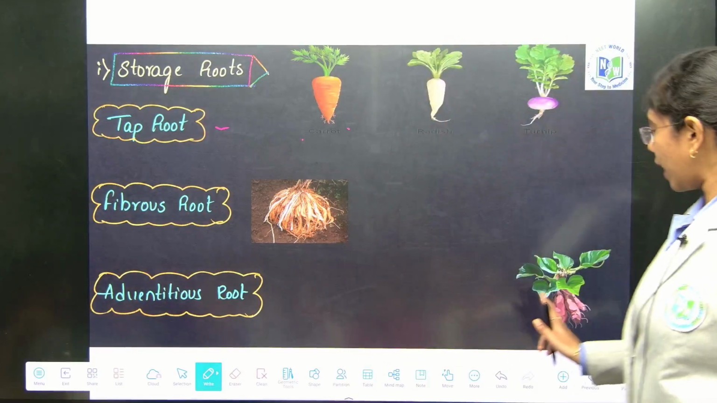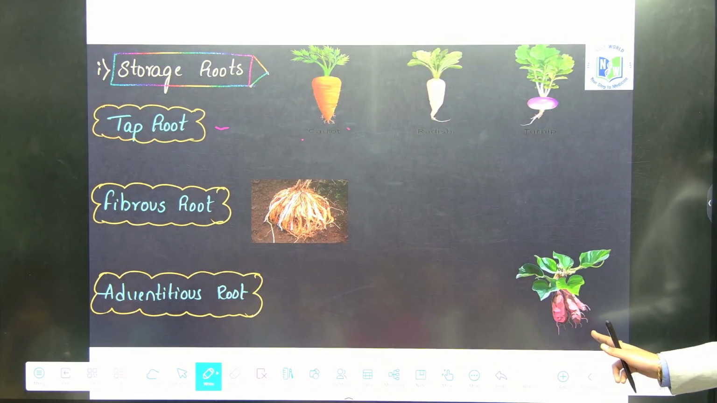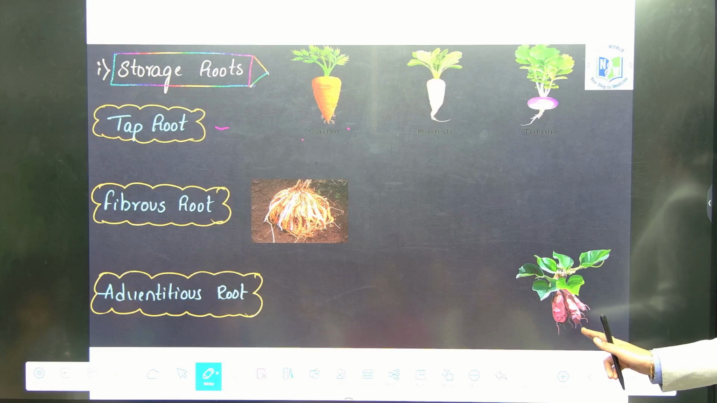How are they arising? From the nodes of the stem. Sweet potato, which is known as Ipomoea batatas.